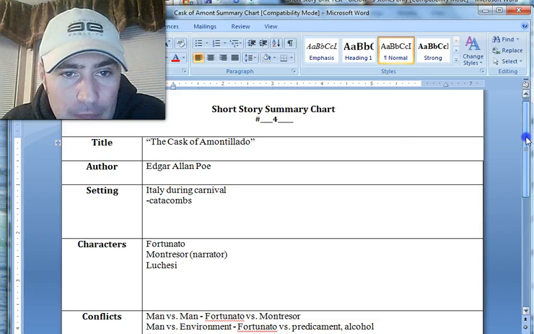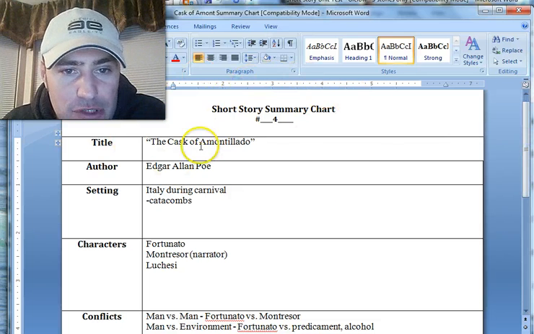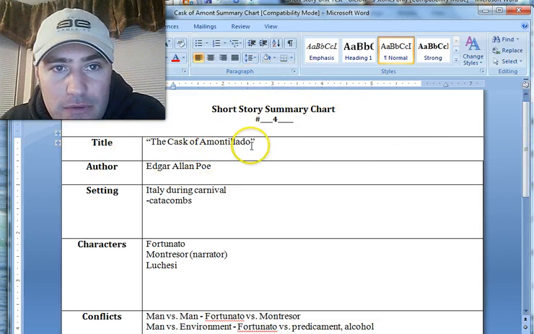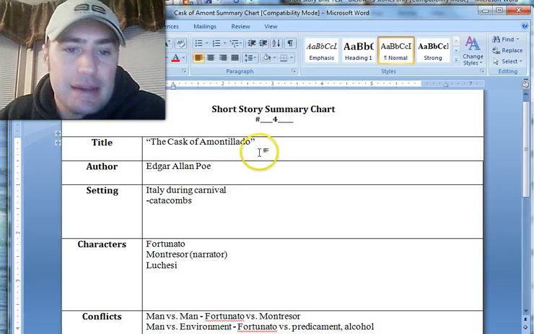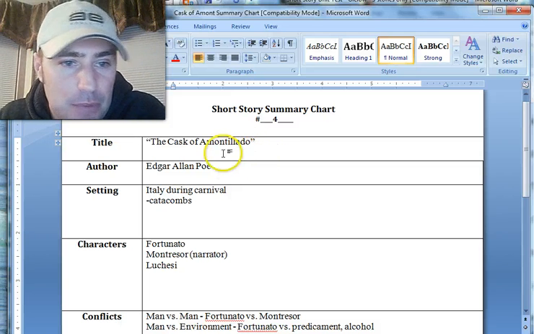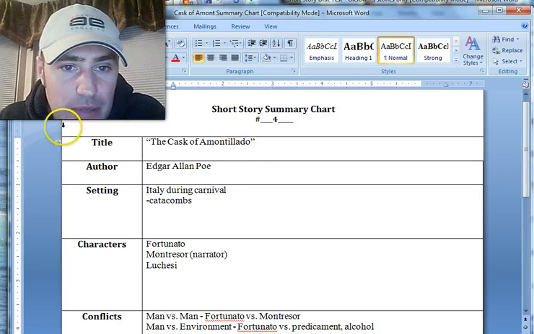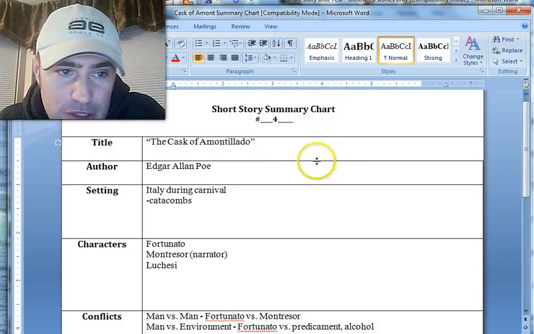If you don't have a blank short story summary chart with you, go to my website and go to resources and print one off. Or you can just take a blank sheet of paper and write short story summary chart number 4.